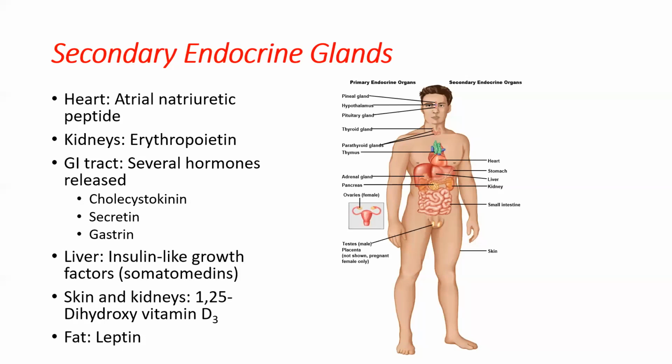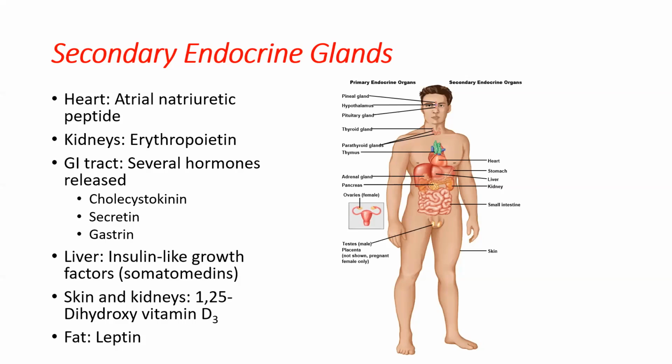Now, secondary endocrine glands are examples, the heart, which also secretes ANP, or atrial natriuretic peptide. This is a hormone that is released into the blood and has influence on our water and sodium balance. We're going to talk about the ANP peptide or ANP hormone when we look at the kidneys, because that's where they have their function.